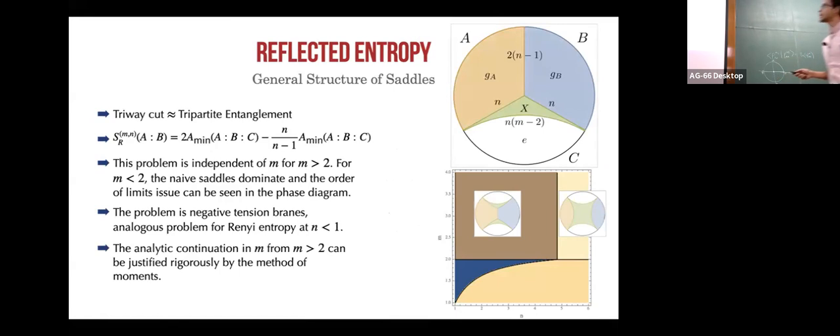So firstly, we see that this problem doesn't have any M dependence. The M dependence was naively there, but then it cancels out in the normalization. So the tensions in this tri-way cut don't depend on M, as you can see, and nothing here depends on M. So this problem is actually independent of M, but there's a subtlety, which is that you have to work at M greater than 2. The reason is the following.